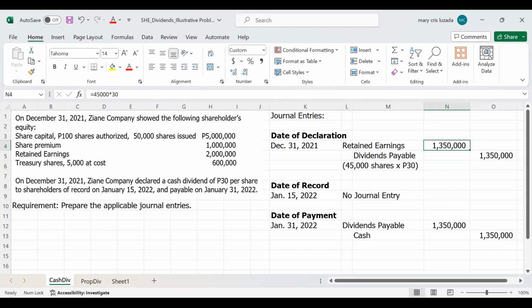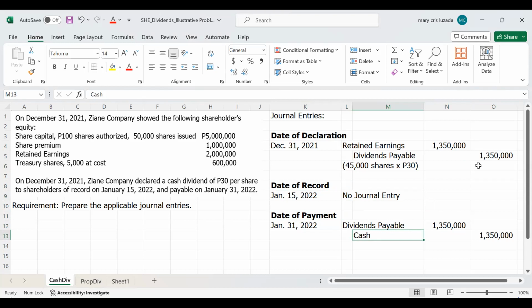So you have here the retained earnings debited at 1,350,000. That's the total amount equivalent to 45,000 shares times 30 pesos per share. Then on the date of record, we have no entry. And then on the date of payment, we just debit dividends payable and credit cash.